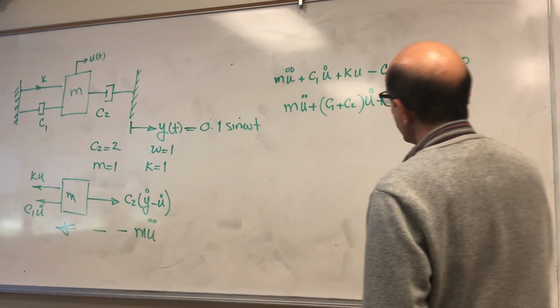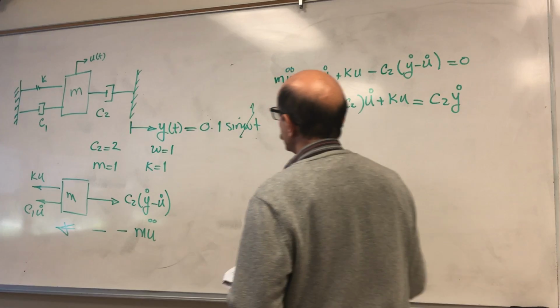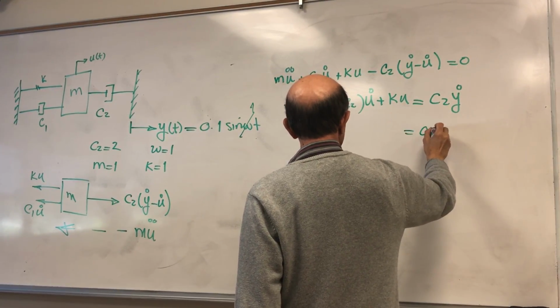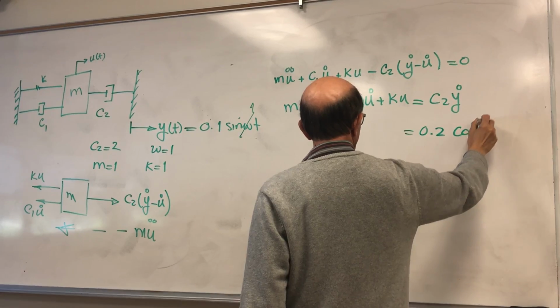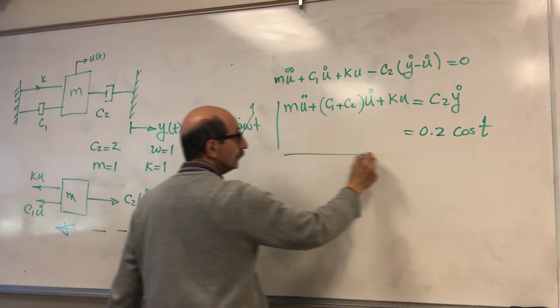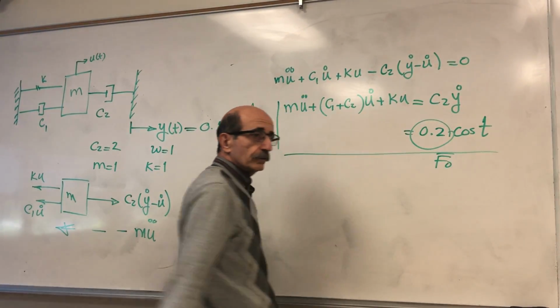This is y, obviously, this is 1. So you get 0.2 cosine of t. So that's the equation of motion. So this is F0.